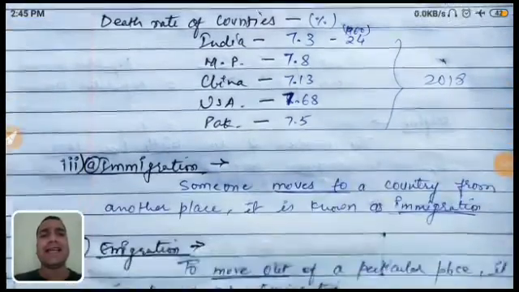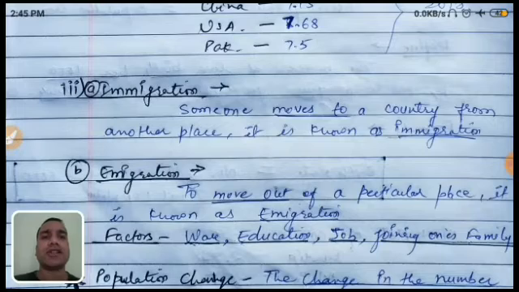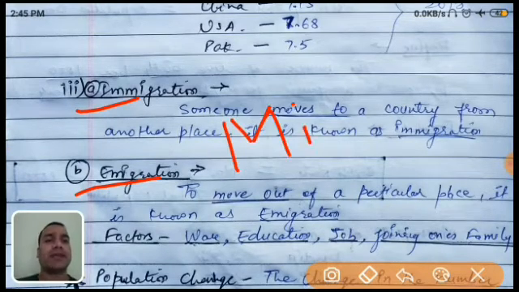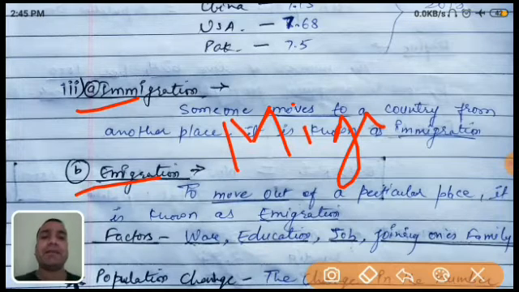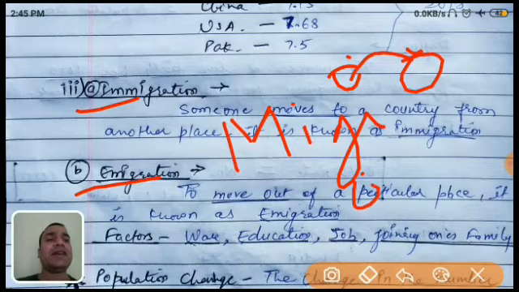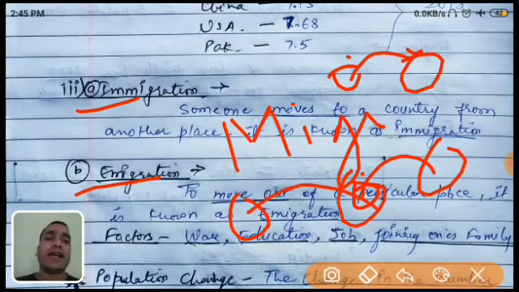Now next one, it is immigration or emigration. I think maybe most of the students have confusion about what is immigration and what is emigration. So first of all, you have to understand what is migration. Migration means people are going from one place to another, either in a district, a state, or a country. Just like if a person is going from one district to another district, it is called migration. Maybe one state to another, it is called migration. Maybe one country to another, it is called migration.